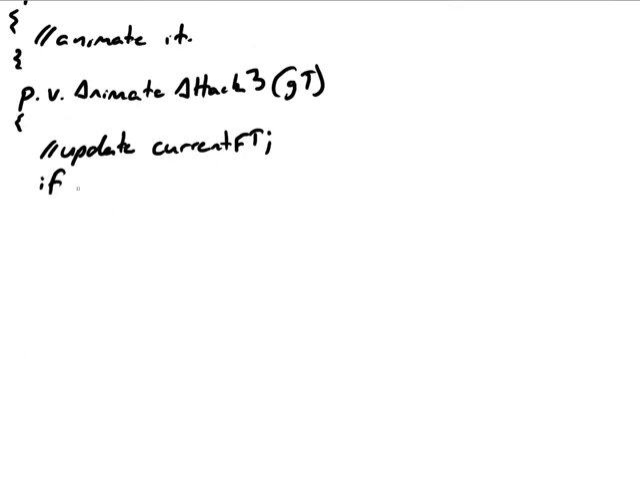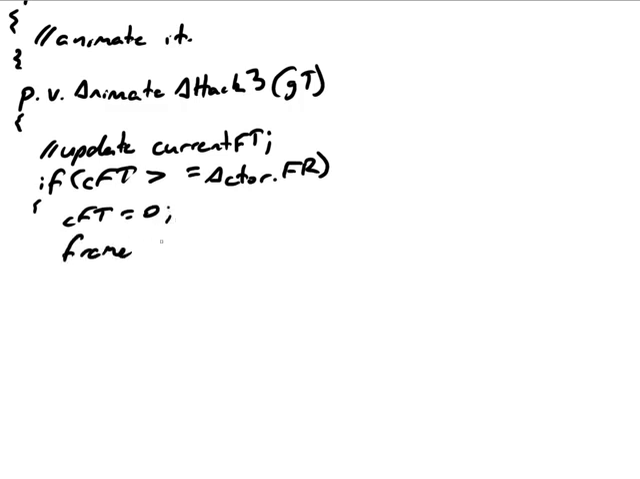So if current frame time is bigger than or equal to actor.frameRate, then we'll reset current frame time to 0, and then we do frameX++. Make sure we move on to the next animation, and we check, do we need to move on to the next line? So have we run out all the spaces for our animation of x frames?